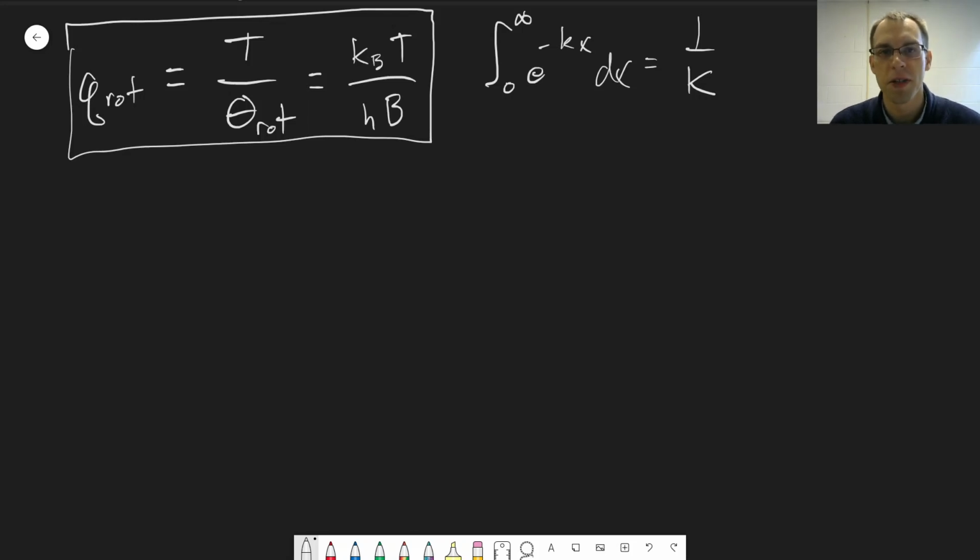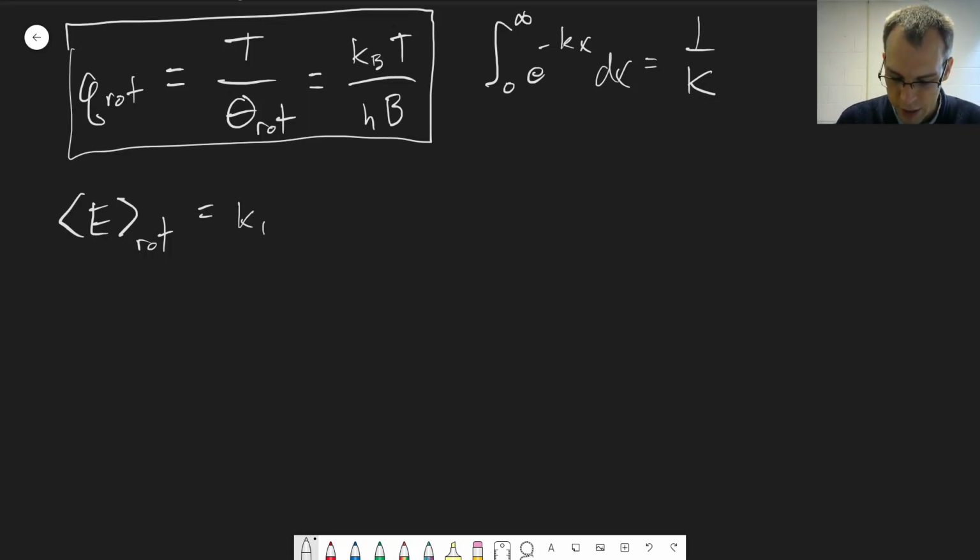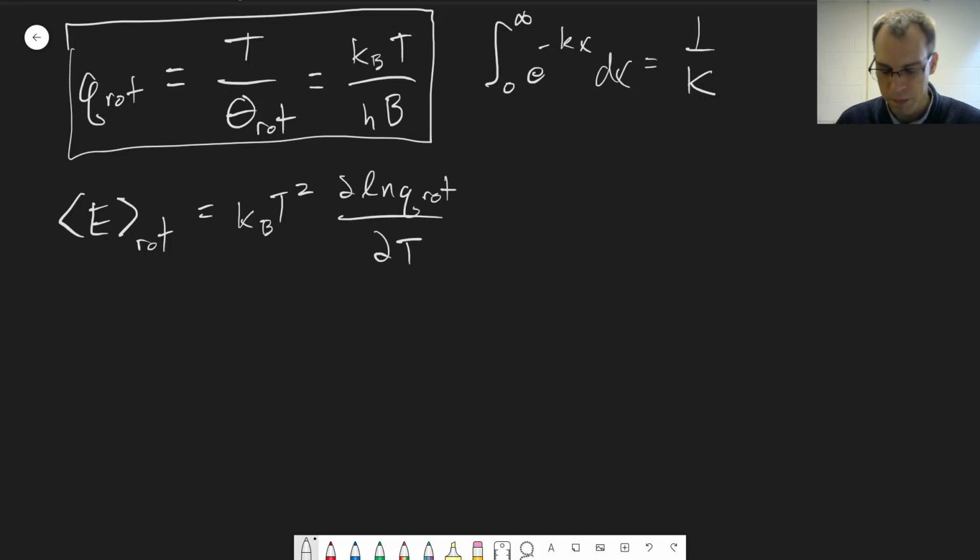Now that we have the rotational partition function, we can go ahead and do what we did for the vibrational partition function and ask what's the average energy for a molecule that comes just from the rotational energy levels. And again, this is just thinking about diatomic molecules. Well, the equation that we have is E rot is equal to kBT squared times d log q rotational with respect to temperature. All right. And so we can go ahead and plug in our value.